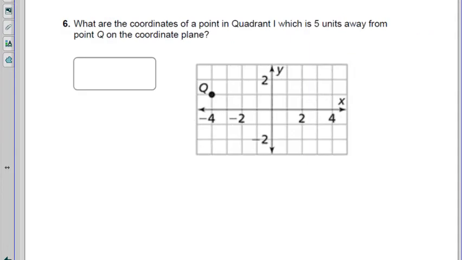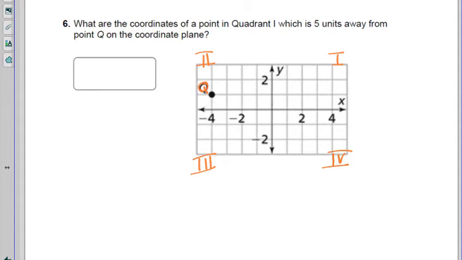Okay, so what are the coordinates of a point in quadrant 1 which is 5 units away from point Q on the coordinate plane? Well, first you got to know, where is quadrant 1? Quadrant 1, good old quadrant 1, is that first quadrant that you first learned about way back in elementary school. So we want a point in quadrant 1, and we want it to be 5 units from point Q, and here's Q.